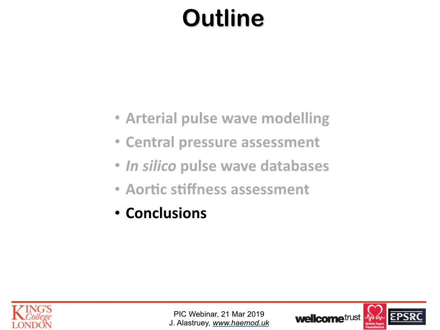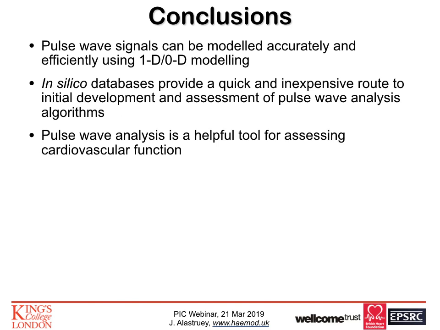To conclude, we have seen that computational flow can be used to model arterial pulse wave signals, including blood pressure, blood flow, luminal area, and PPG wave. In particular, pulse wave signals can be modeled accurately and efficiently using 1D modeling combined with 0D modeling for the boundary conditions. That's it, using reduced order modeling as opposed to computationally expensive three-dimensional modeling.